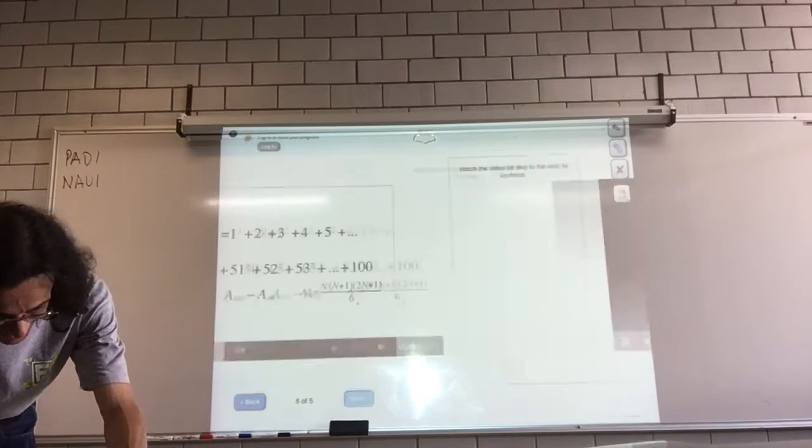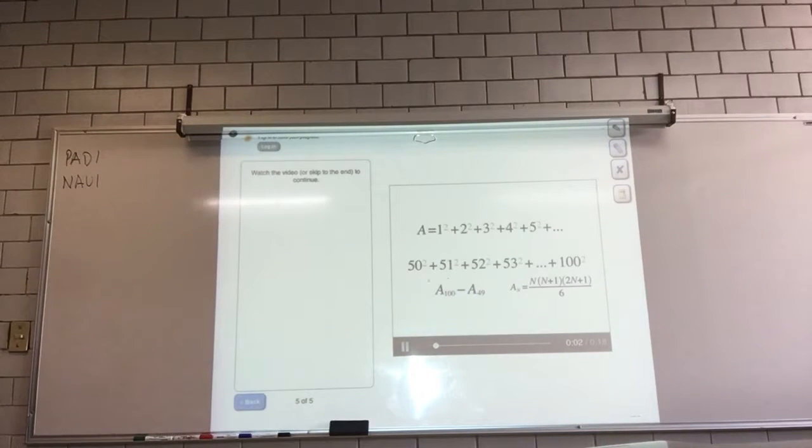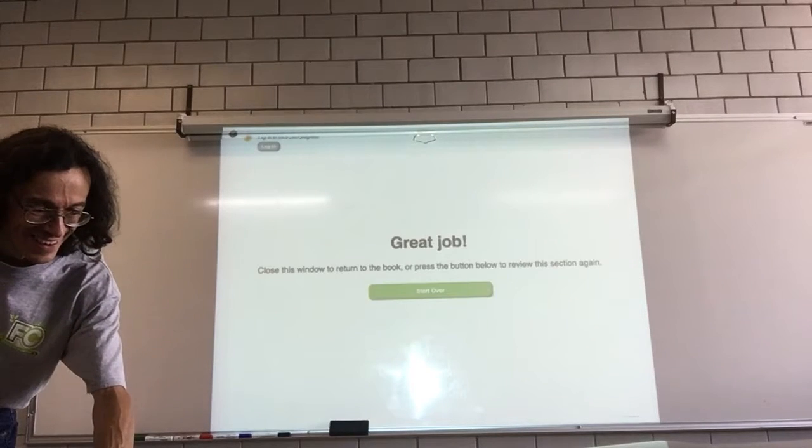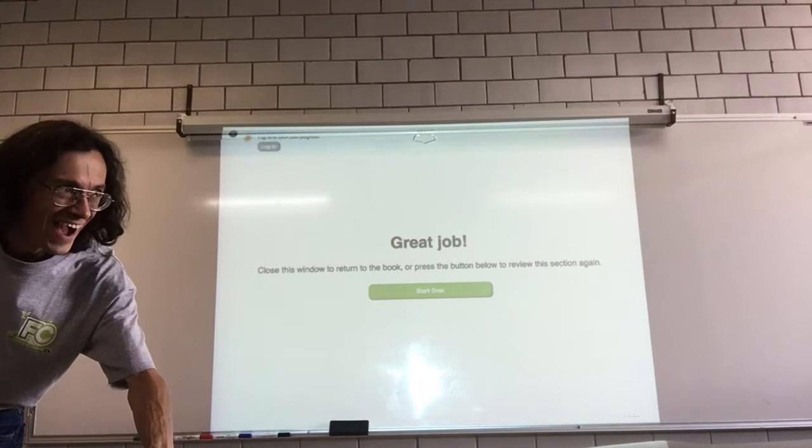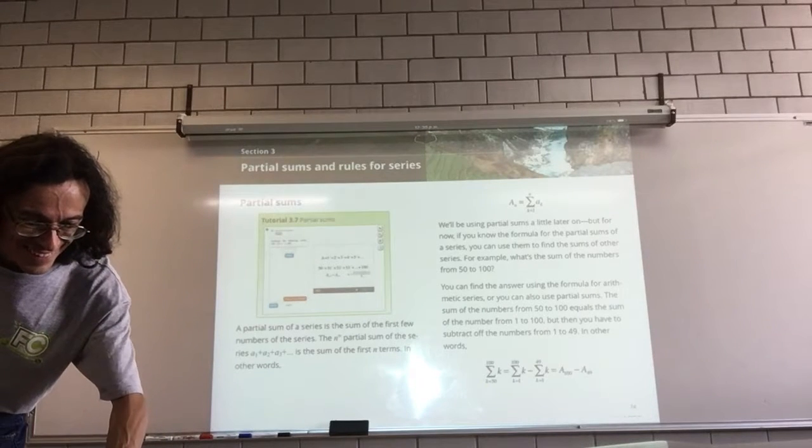297,925. Es mucho. Y está bien. Correcto. Excellent. The 100th partial sum equals 338,350, while the 49th partial sum is 40,425. Their difference is 297,925. And that's the sum of the squares from 50 squared to 100 squared.